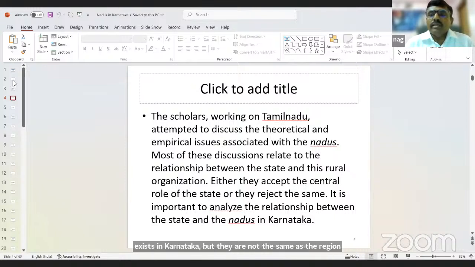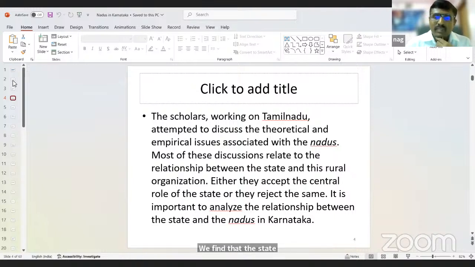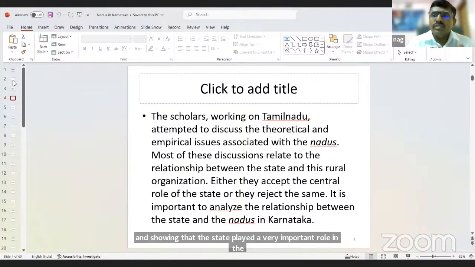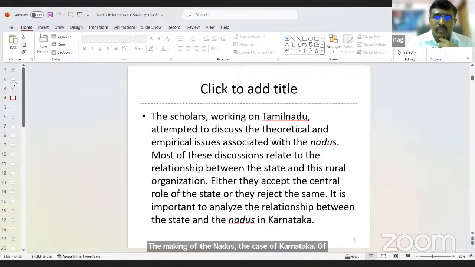We find that the relationship of the state with the Nadus is very much apparent in the case of Karnataka rather than in the Tamil region. That is what I would be arguing and showing: that the state played a very important role in the making of the Nadus in the case of Karnataka. Of course, in Tamil Nadu also we have this particular evidence, as we find in the writings of Karashima and also Champakalakshmi.